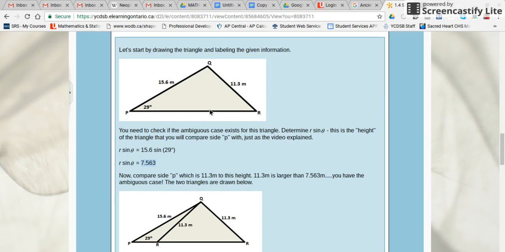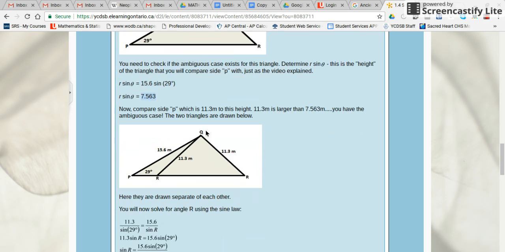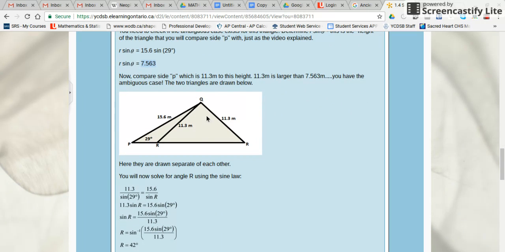You always find the height the same way, r sine theta, where r is the longer side, 15.6. So we figured out that it's the ambiguous case. 11.3 is much longer than this height that I calculated. So the resulting two triangles will occur because I can take that 11.3 and draw it in two places. So that's why we end up sort of splitting the triangle into two possible cases.